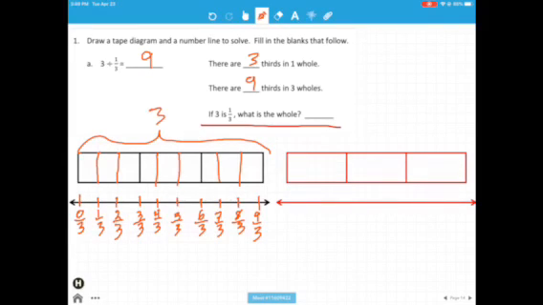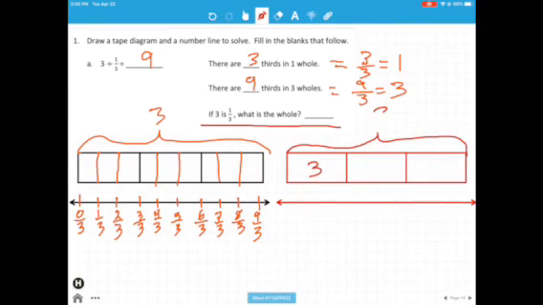How did I get the 3/3? Well, 3/3 equals 1. If you look at it here too, we see that 9/3 equals 3. Okay? Now, the other way to show it, or the second way, is if 3 is 1/3 of something, what is the whole? It's asking us, what is this?